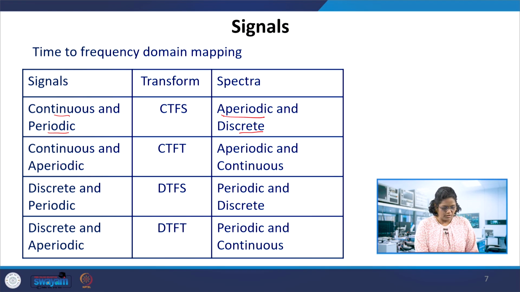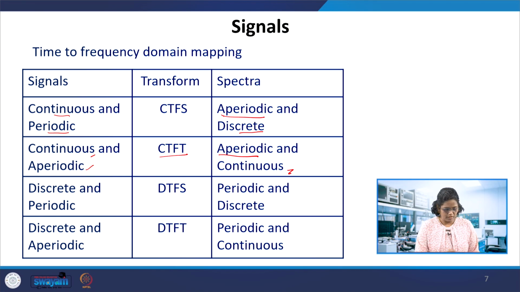If it is continuous and aperiodic, then the Fourier analysis should be done with the continuous time Fourier transform. So continuous maps into aperiodic, and aperiodic maps into continuous here. So the spectrum will be aperiodic and continuous; it won't be repeating.